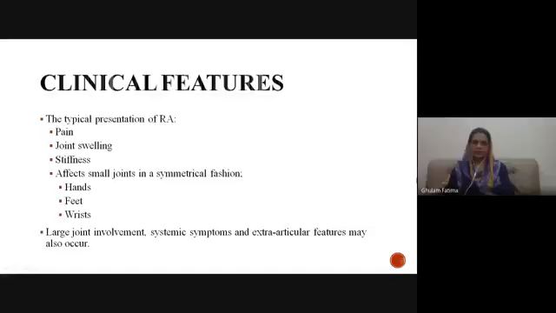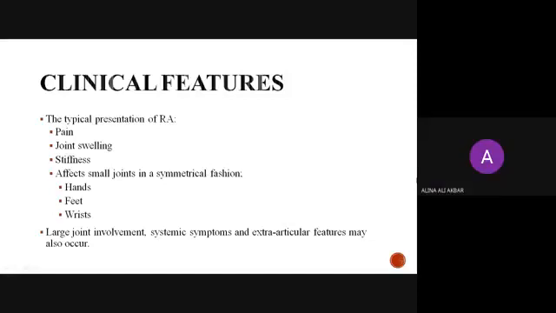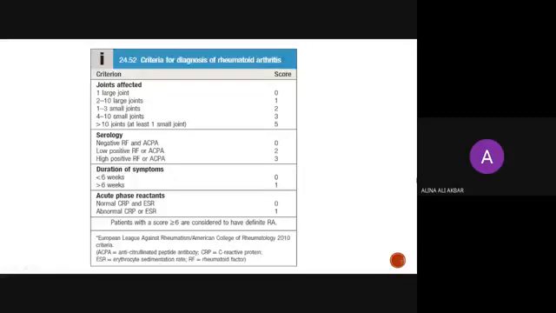The typical presentation of rheumatoid arthritis is pain, joint swelling, stiffness, affecting small joints in a symmetrical fashion: hands, feet, wrist. Large joint involvement, systemic symptoms and extra-articular features may also occur. This is the criteria for diagnosis of rheumatoid arthritis. According to this criteria, patients with a score equal to or more than 6 are considered to have definite rheumatoid arthritis.